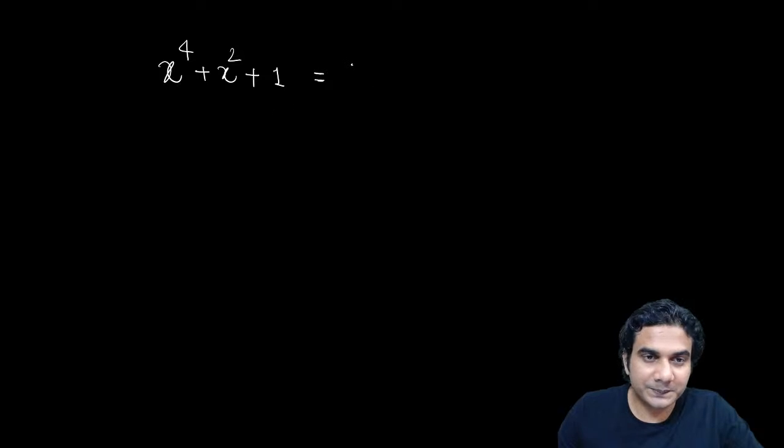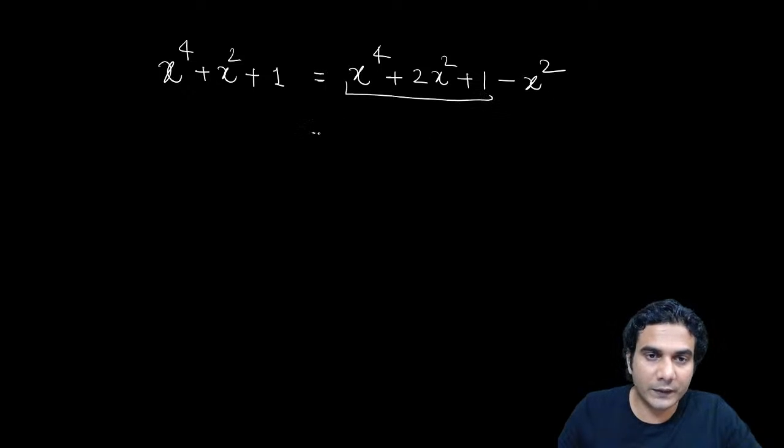This can be written as x raised to 4. If I add plus x square in this, it will become a perfect square, x raised to 4 plus 2x square plus 1. Because I have added plus x square, I'll subtract x square as well. So now you can see this part will become a perfect square, which can be written as x square plus 1 the whole square minus x square.